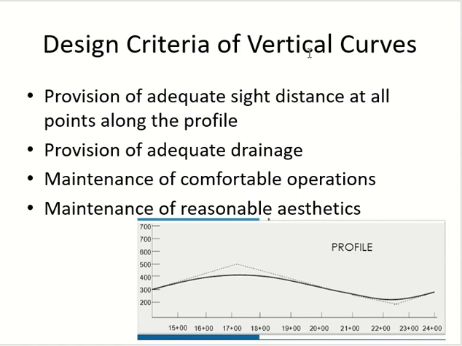And the last one is maintenance of reasonable aesthetics. Aesthetics is related to the natural beauty of the area. This is why if you go to mountainous areas or areas near the beach, you will see the road design is slightly different. And I mentioned this in the last lecture as well. We try to follow the natural topography. We try to cause as little disturbance to the environment as possible. So this is related to that.